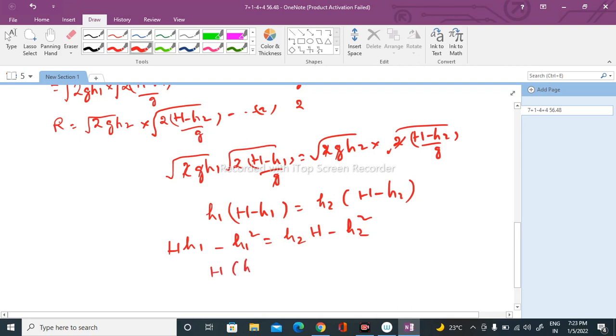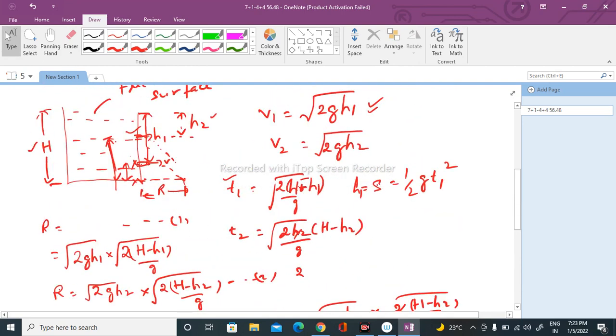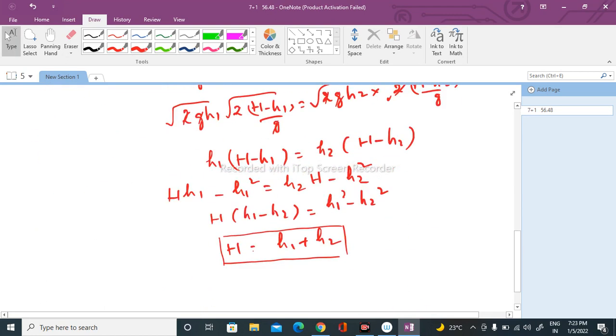So h into h1 minus h2 is equal to h1 square minus h2 square. You can see it is a square minus b square, which is a minus b times a plus b. So what are we left with? We are left with this condition: the height h is h1 plus h2. This is the governing condition such that the water that is coming out falls exactly at the same range. So remember this condition, it is quite handy in solving numericals.